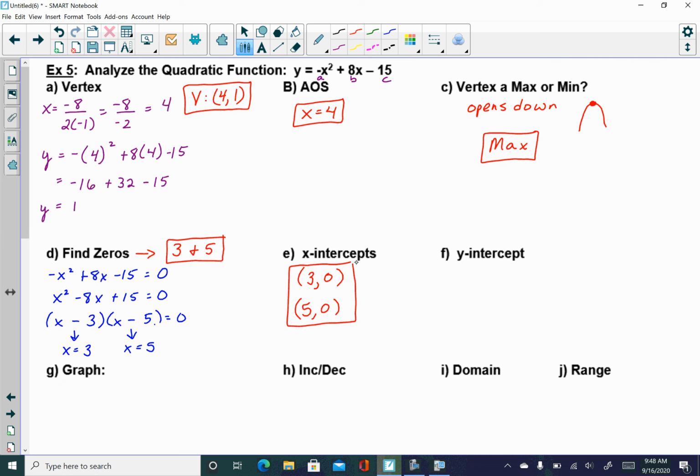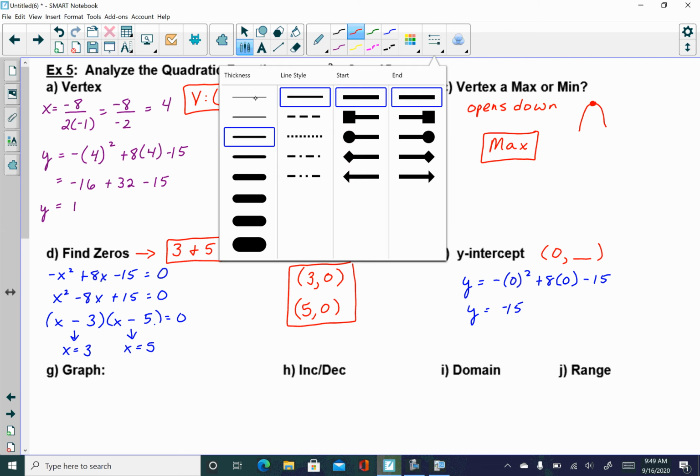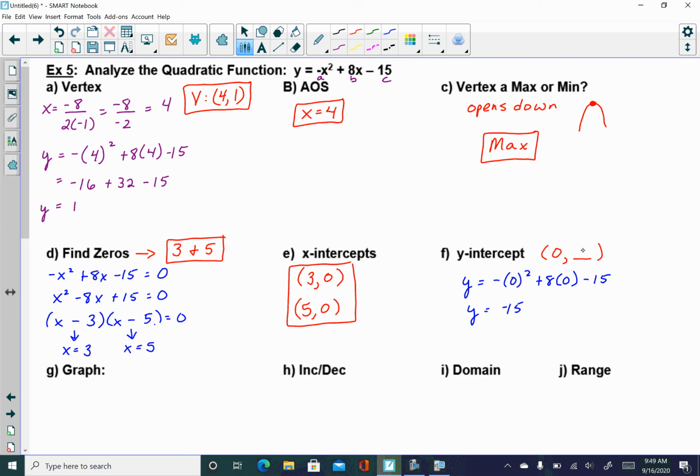Okay. To find your y-intercept, hopefully you remember also from a previous lesson, you're plugging 0 in for x and you are solving for y. So I go to my function up here, and y equals, in place of that x, I'm plugging in 0: negative 0 squared plus 8 times 0 minus 15. Well, the first two pieces are just going to go away, right? And so I'm going to be left with y equals negative 15. So the y-intercept would be at negative 15.